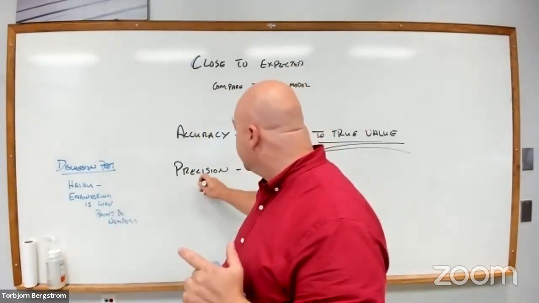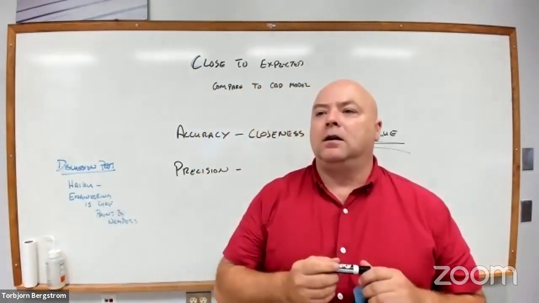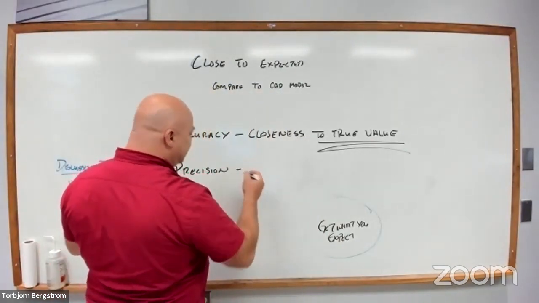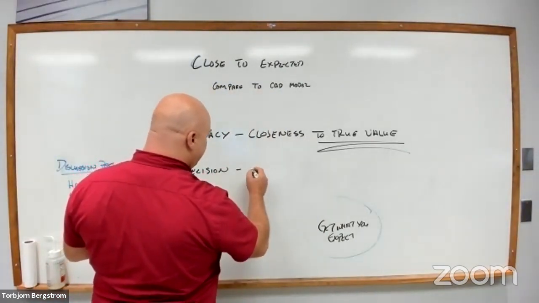So what is precision? Precision is the closeness of a set of values to each other. The precision is the closeness of the values to each other, right?